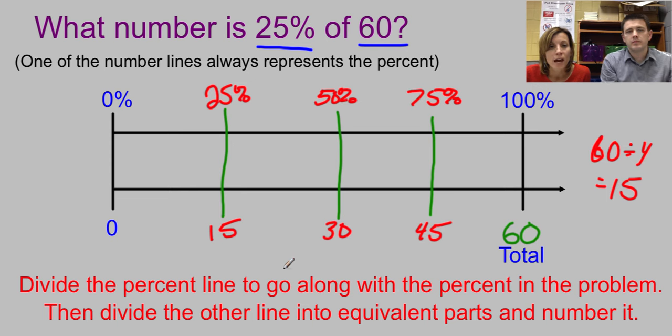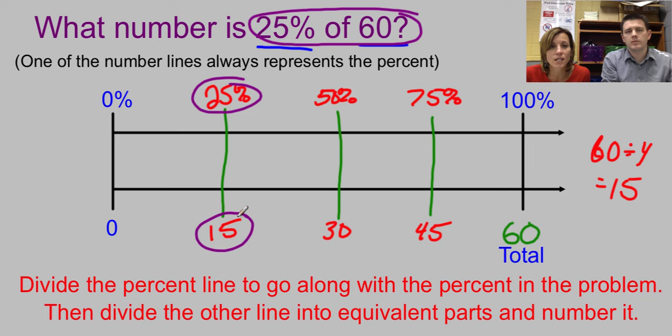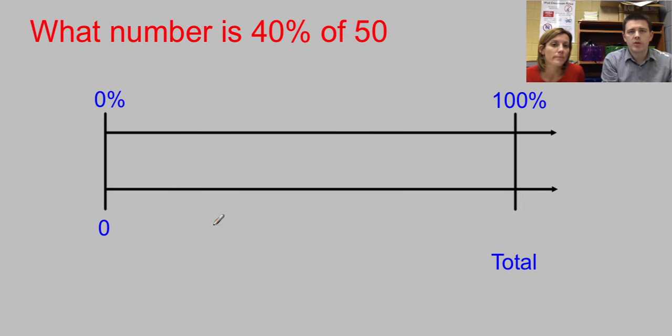So we then, to finish the problem, need to go back and figure out what number is 25% of 60. So we look below the 25% and we have 15. Our answer is 15 is 25% of 60. All right. Might be a little confusing. It's a lot of steps, so let's try another one together.